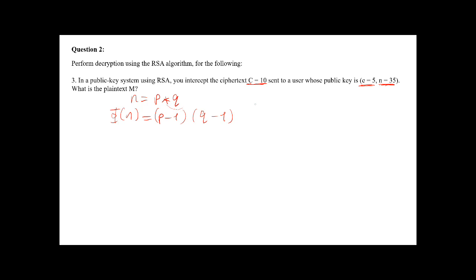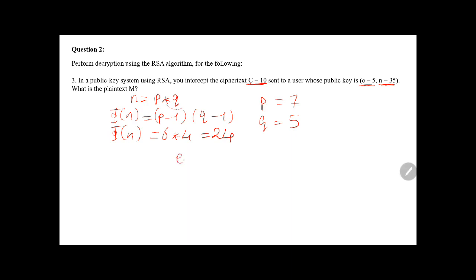So in this case here, I found P equal to 7 and Q equal to 5. So in order to get Euler's quotient, we do 6 multiplied by 4. So Euler's quotient will be equal to 6 multiplied by 4, which is equal to 24. So now we have our E, we have our Euler's quotient, so we can start formulating our equation.